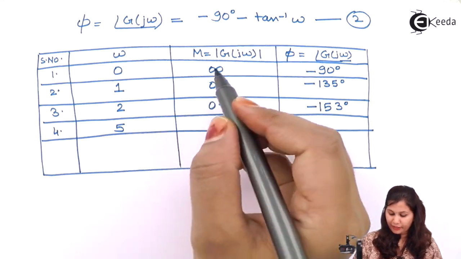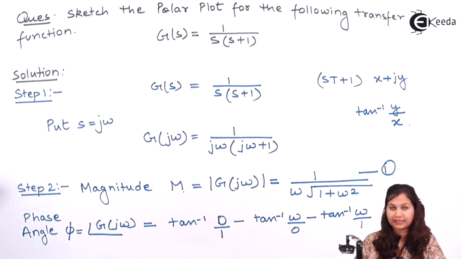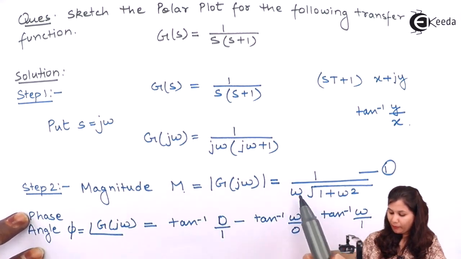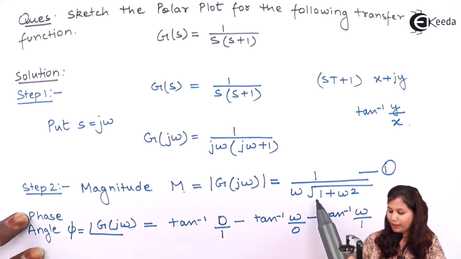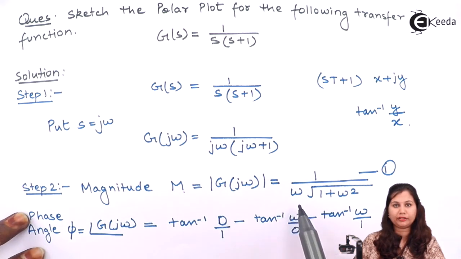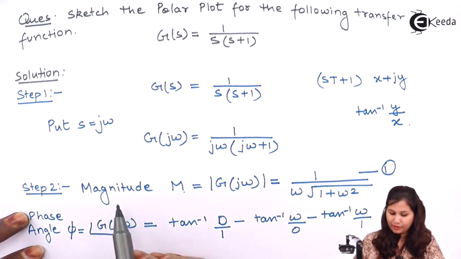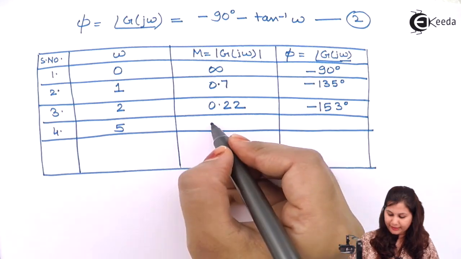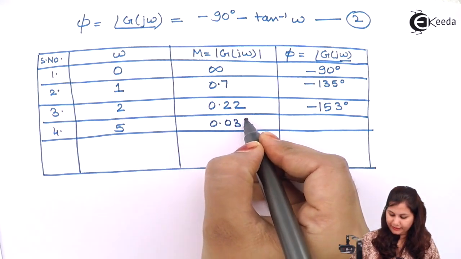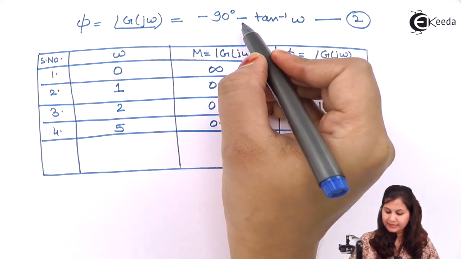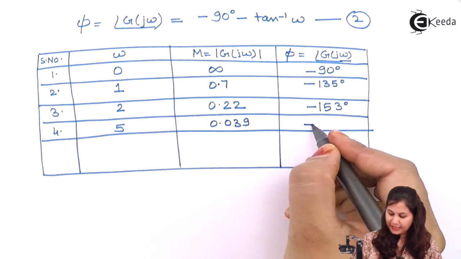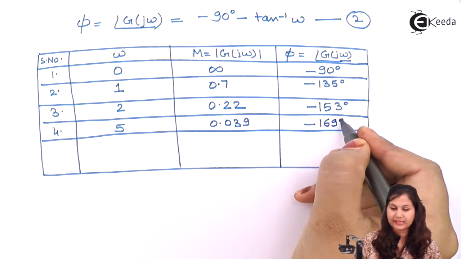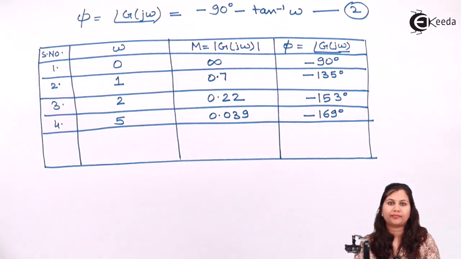So putting 5 in the magnitude and the phase angle equations, 1 upon 5 under root of 1 plus 5 square, that is 1 plus 25, 26. So it will be 1 upon 5 under root 26. So the magnitude will come out to be 0.039. And here minus tan inverse of 5 and minus 90 degrees. So the phase angle will be minus 169 degrees.